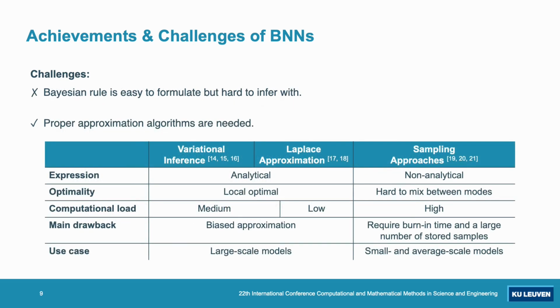The second challenge is that in Bayesian neural networks, Bayes' rule is easy to formulate but hard to infer. Therefore, we need proper approximation methods. I summarize the pros and cons of the existing methods: variational inference, Laplace approximation, and sampling approaches in this table. Currently, Bayesian approximation inference remains an exciting research area. For instance, new accurate and scalable approximation inference methods to overcome the high dimensionality and non-convexity of parameter distributions and to balance the optimality and tractability are still under investigation.